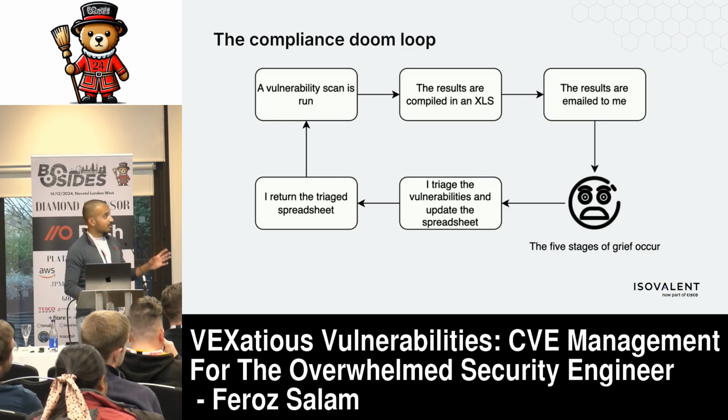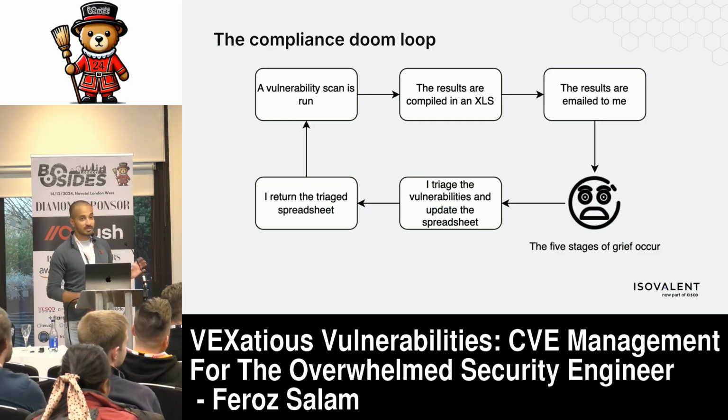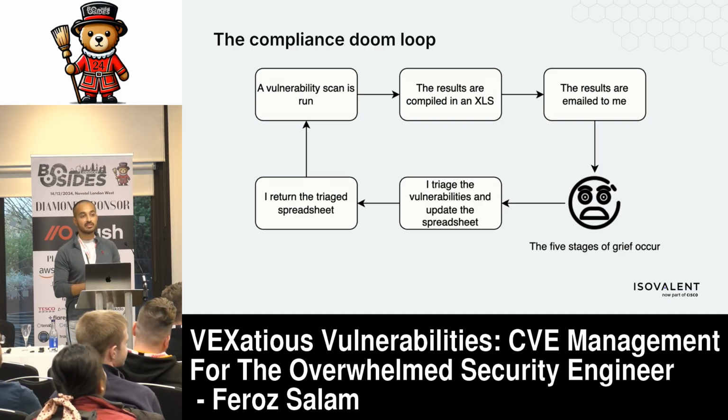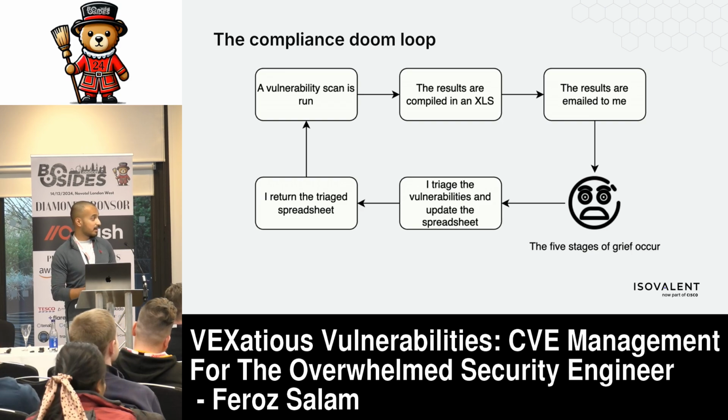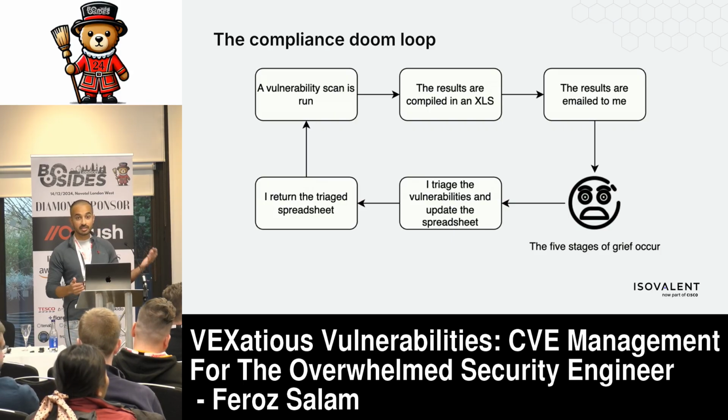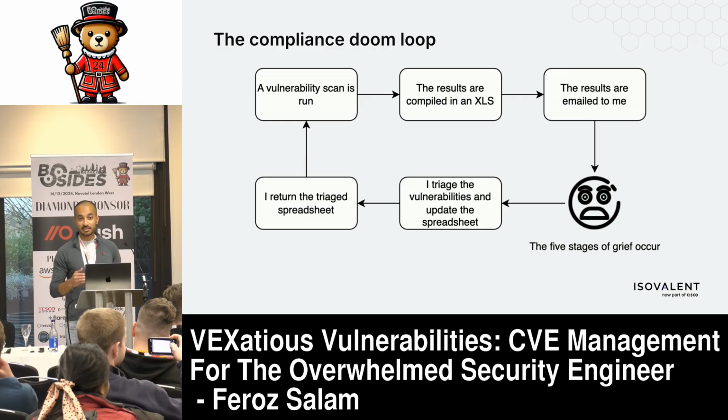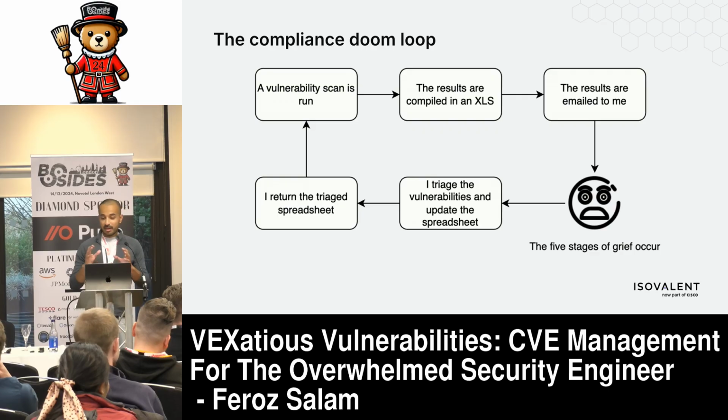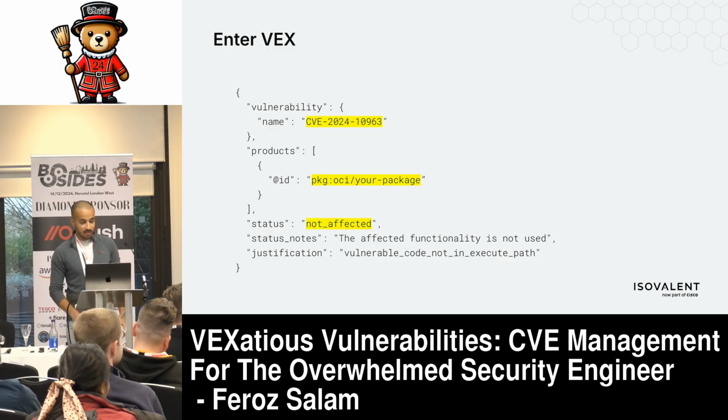So this leads to what I call the compliance doom loop. Somewhere a vulnerability scan is run, those results get compiled into a spreadsheet. The spreadsheet results get emailed to me. I feel very sad about it. But eventually I have to get over it, triage the vulnerabilities, and return the triage spreadsheet to where it came from, at which point I will almost certainly receive within the next couple of weeks a new spreadsheet with new CVEs. There has to be a better way of doing this, and that's what I'd like to talk about today.